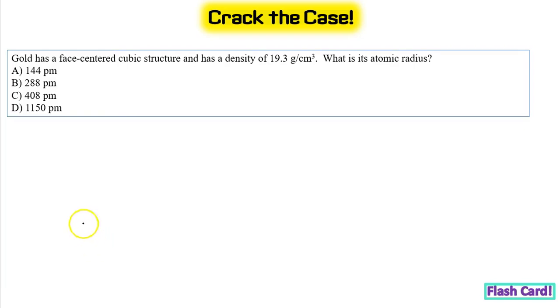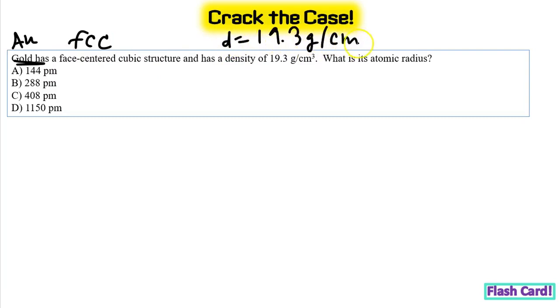So the question here states, gold, which you know is going to be Au on the periodic table, has a face-centered cubic structure. So it's FCC. And it has a density of 19.3 grams per centimeter cubed. And the question wants to know, what is its atomic radius? So, oh wow, there's a lot we have to do here, right? We have to make sure we first gather information about FCC.